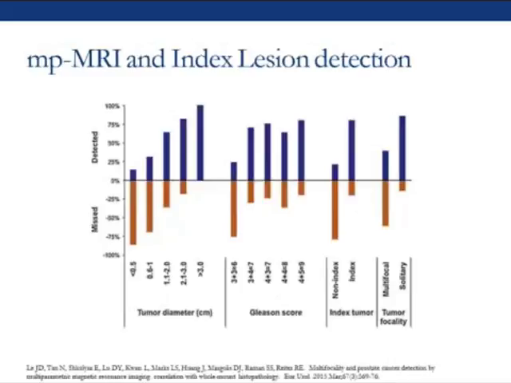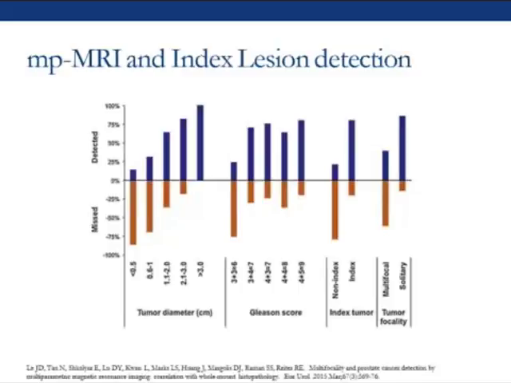This was a study from UCLA that looked at multi-parametric MRI, specifically looking at the index lesion. What this shows nicely is that as you increase the size of the tumor, you increase the ability to detect the prostate cancer. Looking at Gleason score, as you increase the Gleason grade, so too do you increase the likelihood of seeing it. In fact, about 79% of Gleason 6 is missed with prostate multi-parametric MRI.